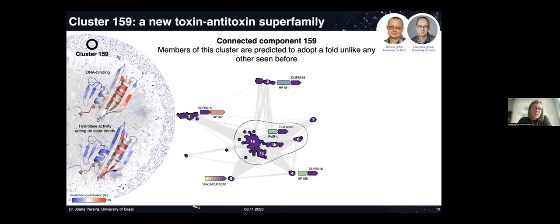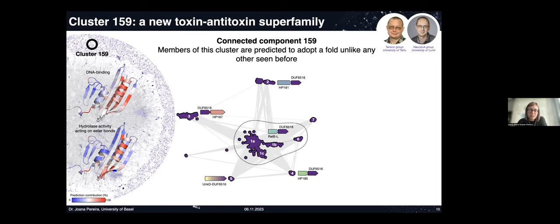Then what I did was to dig a bit further into this possible family, try to understand if this cluster is a family or a superfamily, and how different the members of the superfamily are. I collected an enriched set of sequences homologous to the proteins in this cluster, and constructed again a sequence similarity network for just these sequences. And this is what we see here in the middle.